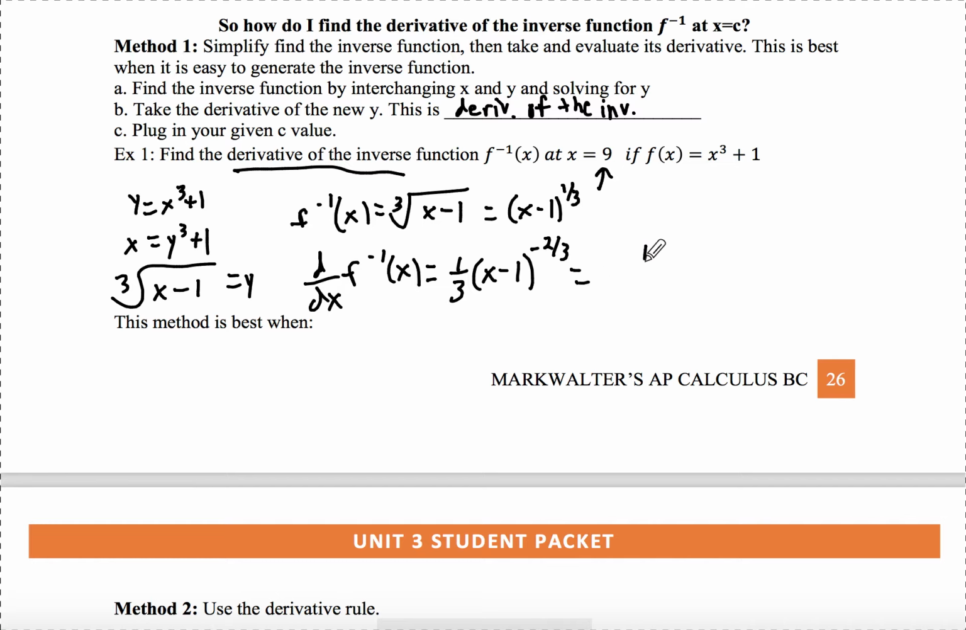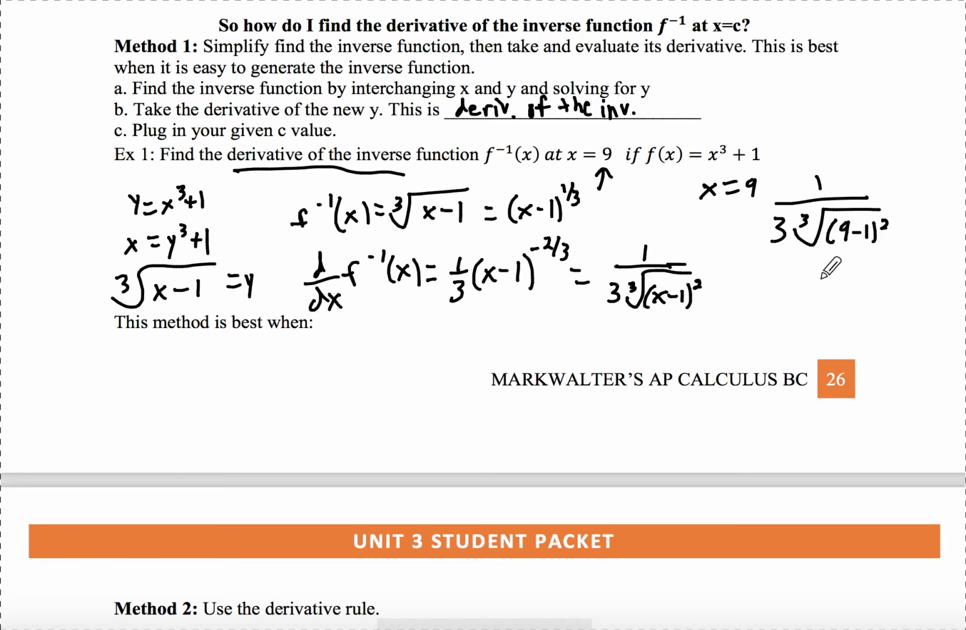If it helps, we can rewrite this as 1 over 3 times x minus 1 to the negative 2/3. So that's going to be the cube root of x minus 1 squared. It flips to the denominator because of the negative sign, the 3 is still a cube root, and the squared becomes the power on the x minus 1. So here would be another way we could think about the derivative of this inverse. We want to evaluate it at x equals 9. So I can plug in and have 1 over 3 times the cube root of 9 minus 1 squared.